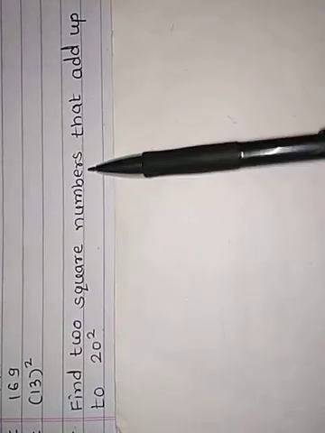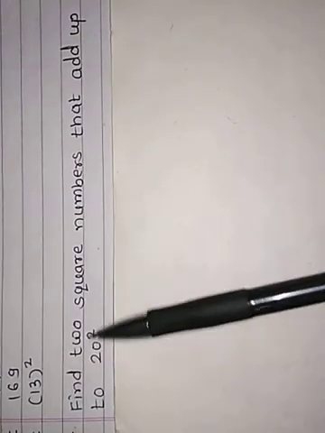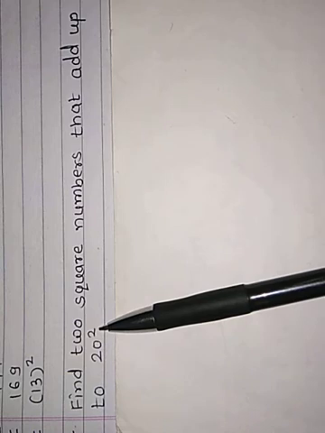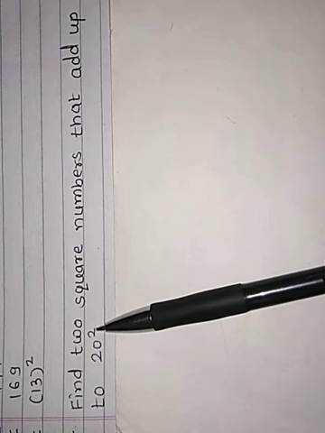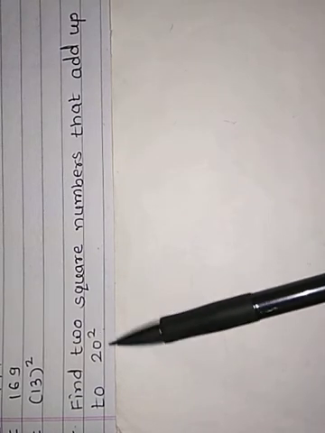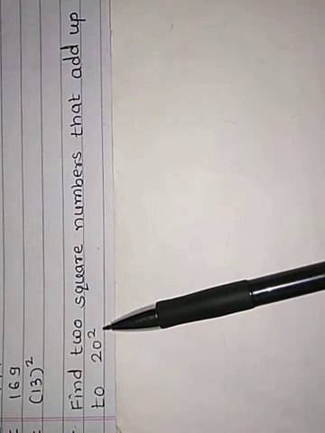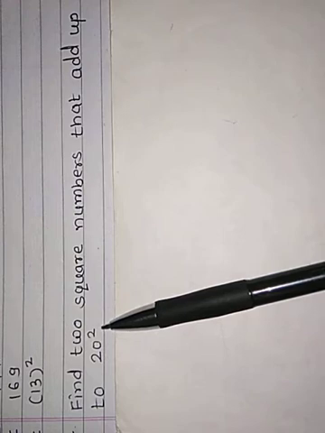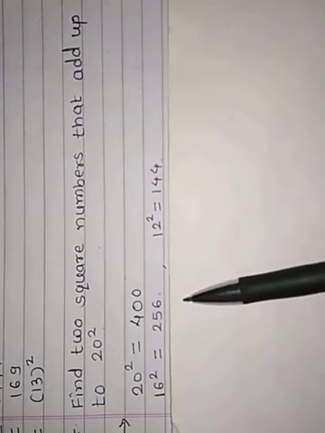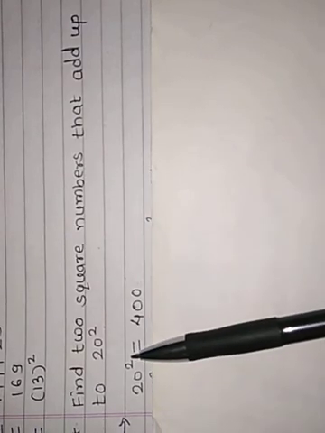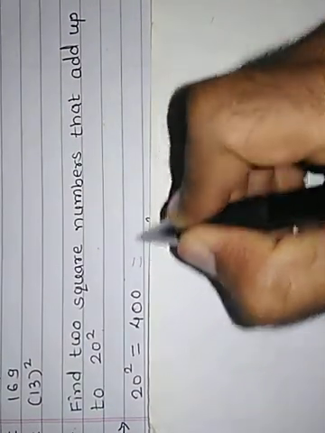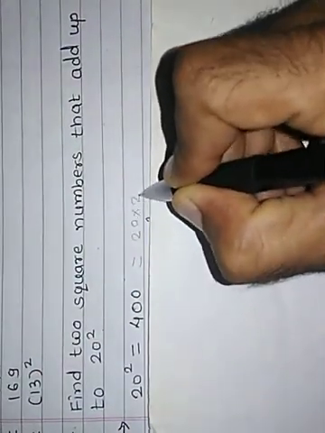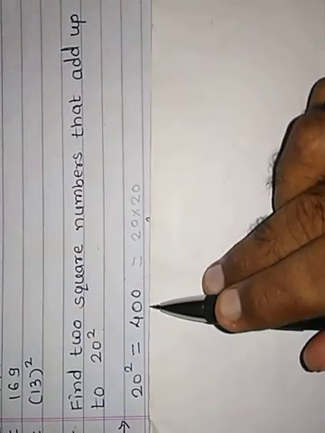Find two square numbers that add up to 20 square. It means we have to find two numbers whose squares add up to 20 square, that is the square of 20. First of all we have to find it, and then we find the numbers whose squares addition is 400. See here, what is the square of 20? 20 square will be 400, which we can write as 20 into 20, it will be 400.